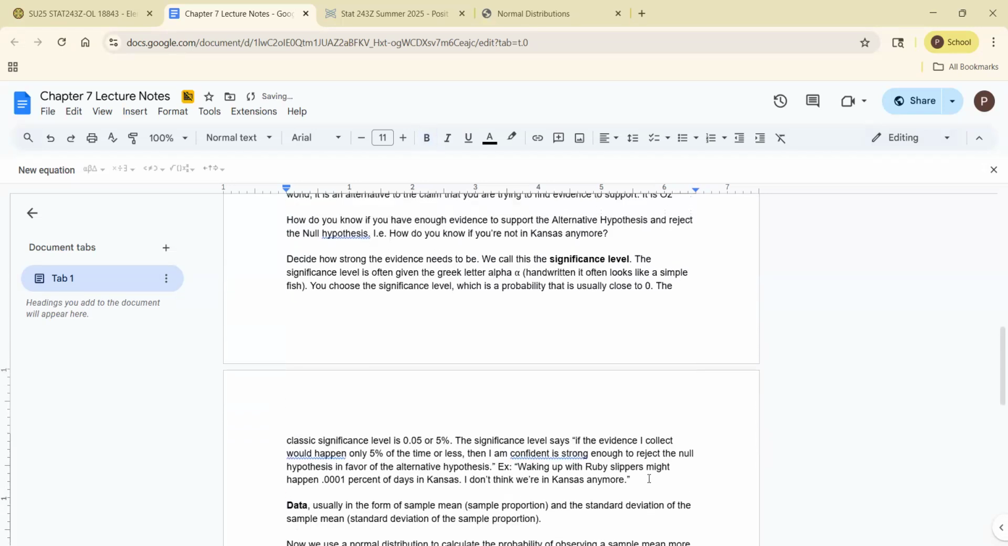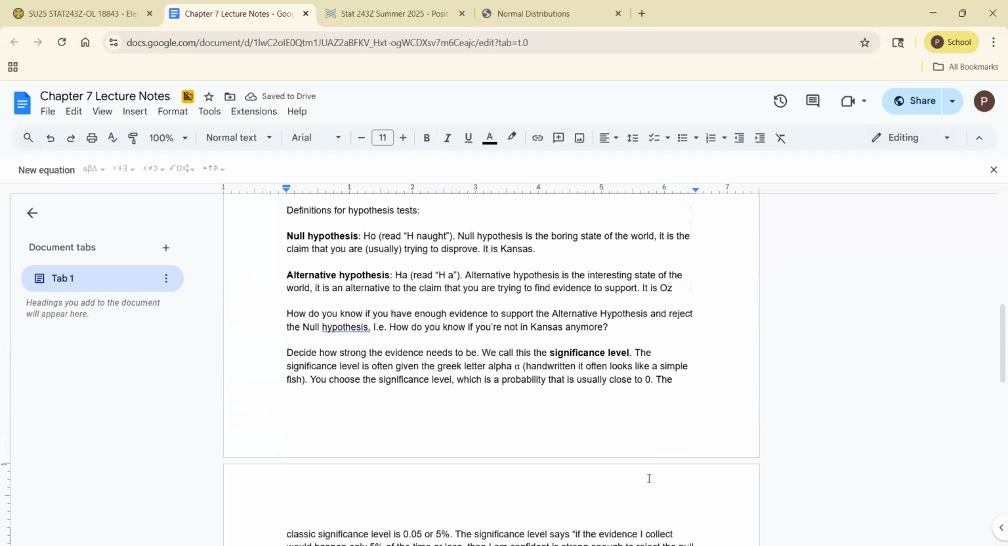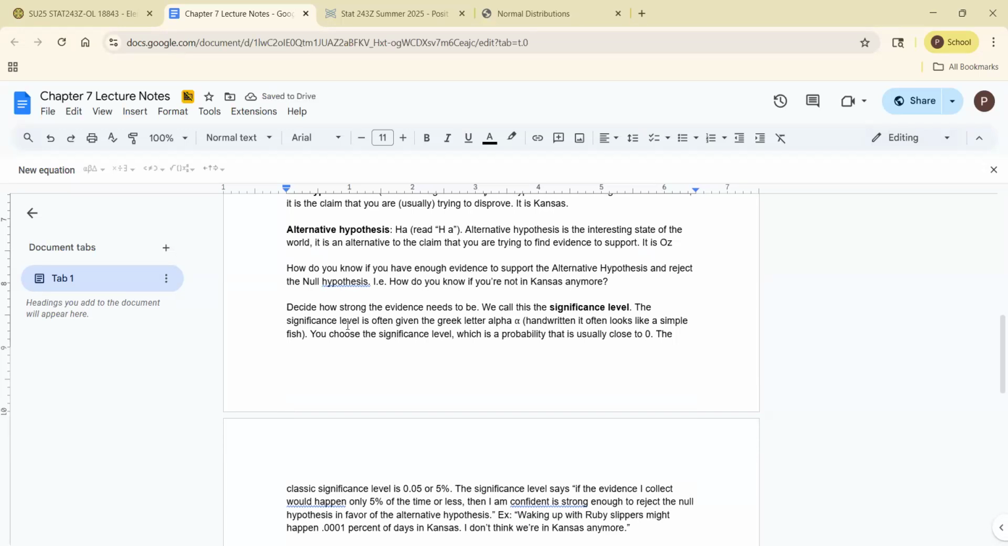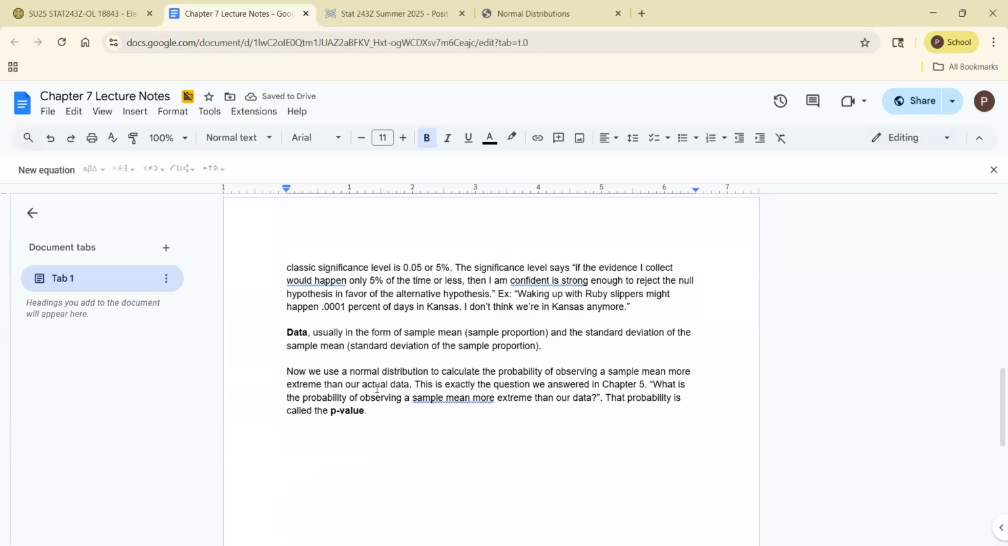I apologize for all of this lingo. This is not how I would approach statistics, but almost every statistics textbook you're ever going to read is going to say null hypothesis, H0, HA, significance level, or alpha, and the p-value instead of the probability of observing something more extreme than our data. So they're words you're going to need to learn.